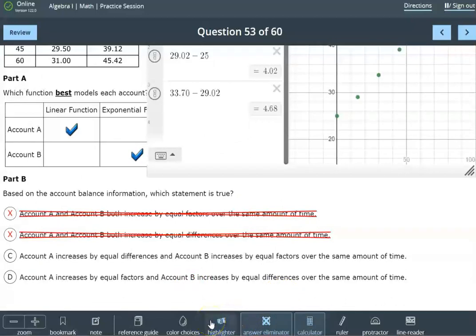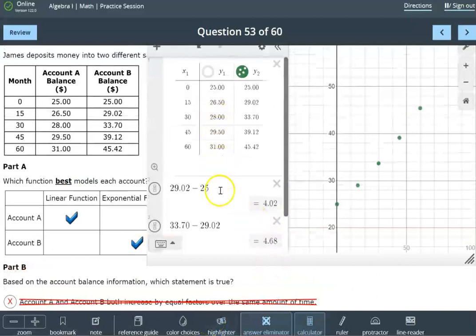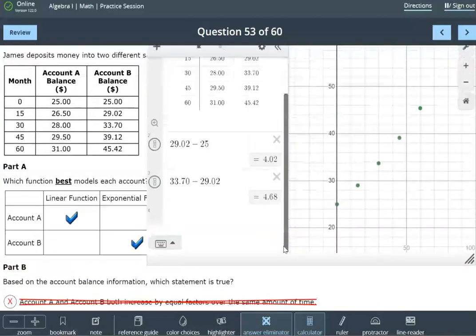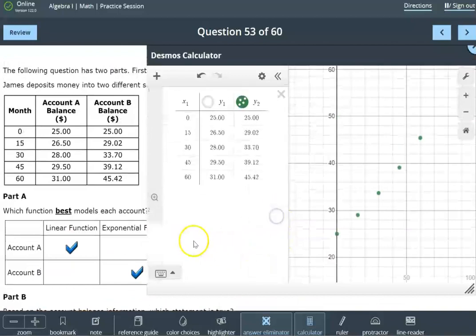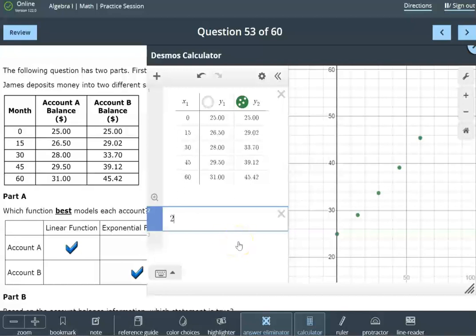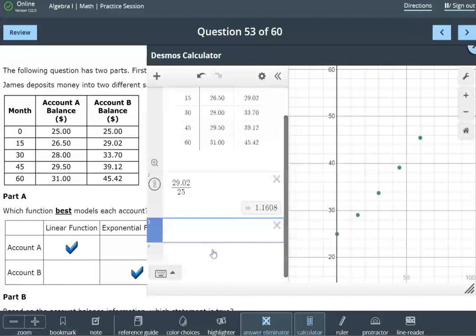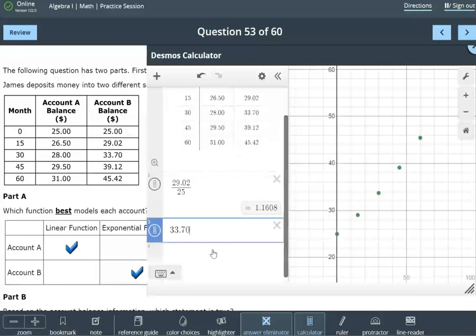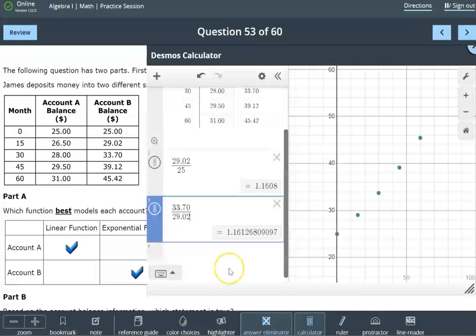It says account A increases by equal differences. That's true because when I did account A and subtracted those numbers, I got $1.50 each time. And it says that account B increases by equal factors. Well, I haven't done that. So to be fair, I really should check. Factors means I'm multiplying by something. So to see if that's true, I'm going to take 29.02 and divide by 25, and I'm getting about 1.16. So let's do the next one. How about 33.70 divided by 29.02? And look at that, 1.16.